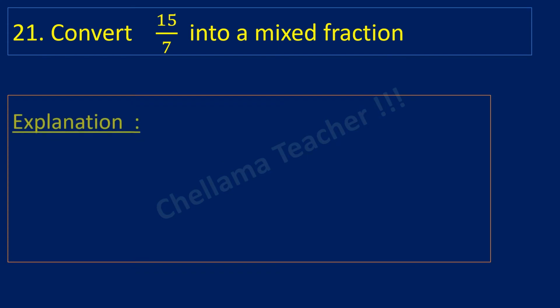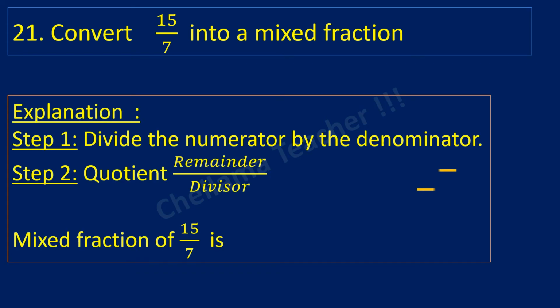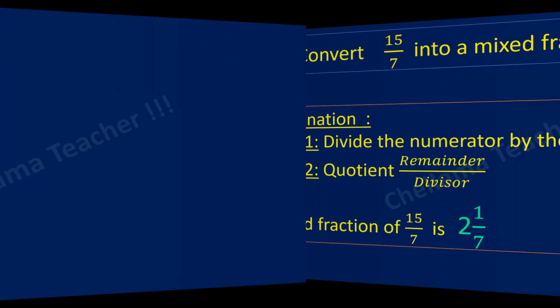Question 21. Convert 15/7 into a mixed fraction. Step 1. Divide the numerator by the denominator. Step 2. Write the quotient, remainder by divisor. Here 15 is to be divided by the divisor 7. So 7 twos are 14. That 14 is to be subtracted. So the remainder is 1. So the mixed fraction of 15/7 is 2 1/7.